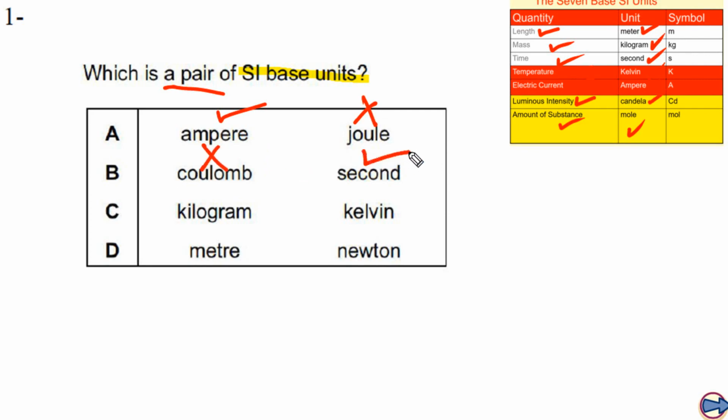Second is an SI base unit. If we go to C, kg is an SI unit, and Kelvin is also an SI unit. Meter is an SI unit, but Newton is not an SI unit. So our answer for this question is C.